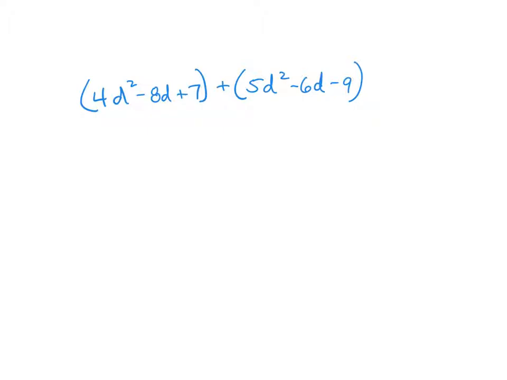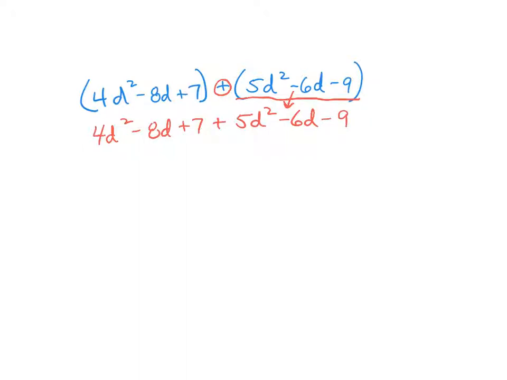And as long as I am adding, which is what I'm doing right here, there really isn't anything different. I can just rewrite this and get rid of the parentheses because I'm adding everything that's in here. So it's plus 5d squared. It is still subtract 6d because it's a minus 6d in the parentheses, subtract 9.